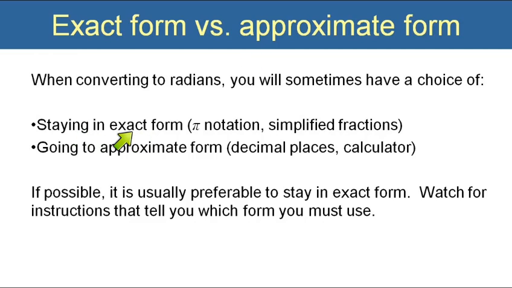If you stay in exact form, you'll have pi notation in radians and you'll have to simplify a fraction. If you go to approximate form, you're going to have decimal places and you probably need a calculator to do that for you. If possible, we usually stay in exact form. Nearly everything we do is going to be measured in exact form, but watch for instructions that tell you which to use, and of course if you see decimals, you know you're going to end up in approximate form.